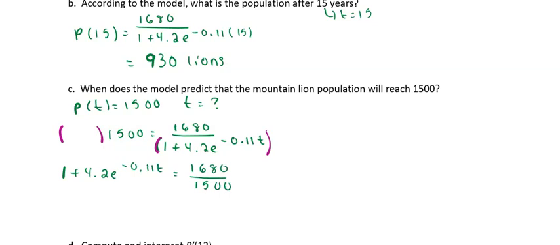Well, at least now we have the t isolated on its own side. So let's do this division. This division works out to be 1.12. Okay, so now if we subtract 1 from both sides, we'll be left with 4.2 e to the negative 0.11 t is equal to 0.12. So now let's divide both sides by the 4.2.